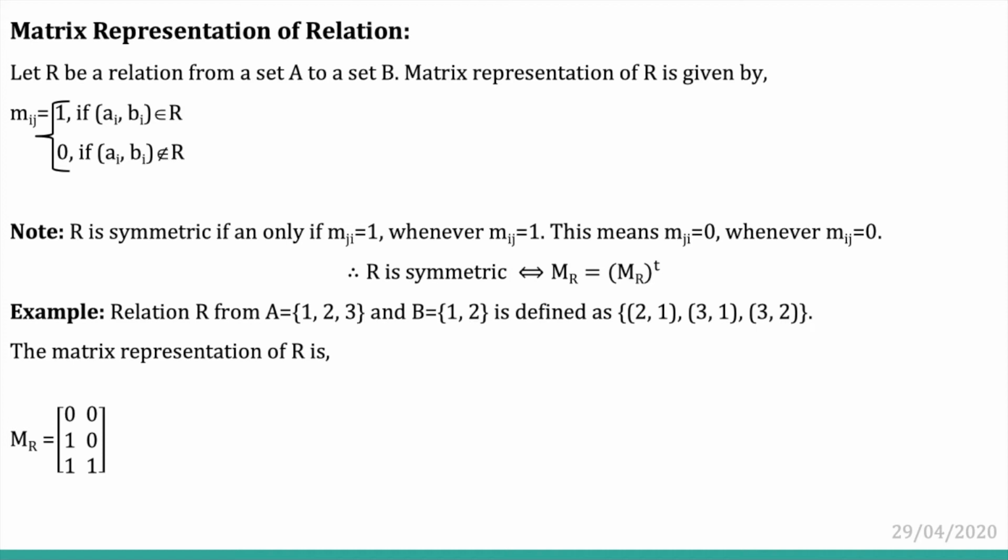Now for a symmetric relation, MIJ is equal to MJI. This results in MR and its transpose being the same matrix. Now recall the point that the inverse of a relation is represented by the transpose of the matrix representation of the relation, and therefore for a symmetric relation, the relation and its inverse are the same. Here is an example of how to represent a given relation in matrix form.